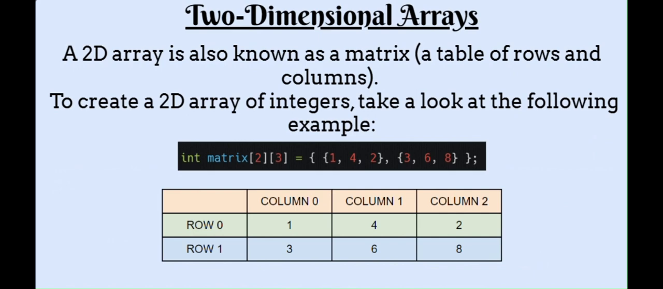Two-dimensional arrays. A 2D array is also known as a matrix, a table of rows and columns. To create a 2D array of integers, take a look at the following example. The first dimension represents the number of rows, 2, while the second dimension represents the number of columns, 3. The values are placed in row order, and can be visualized like this table.